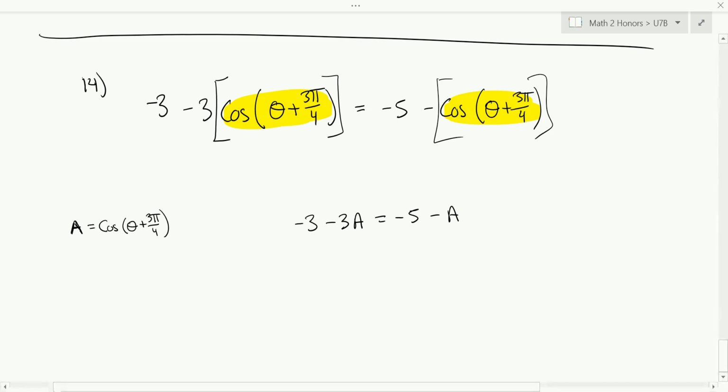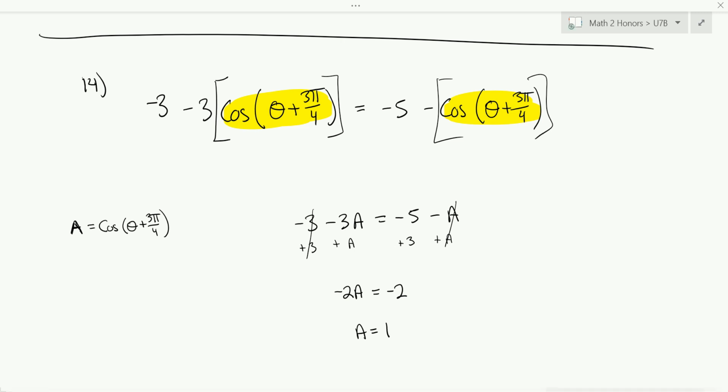So in doing this, you may want to add 3 to both sides. That zeroes out a couple pieces here, and you end up with negative 2a equals negative 2. Divide by negative 2, and you end up with a is 1. Everybody go with that? Now, what are we trying to solve for?